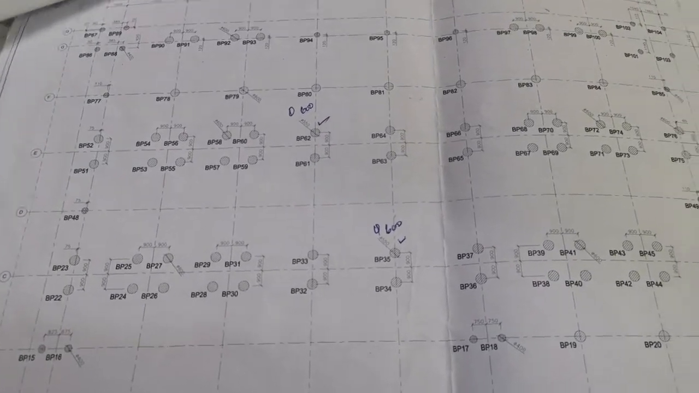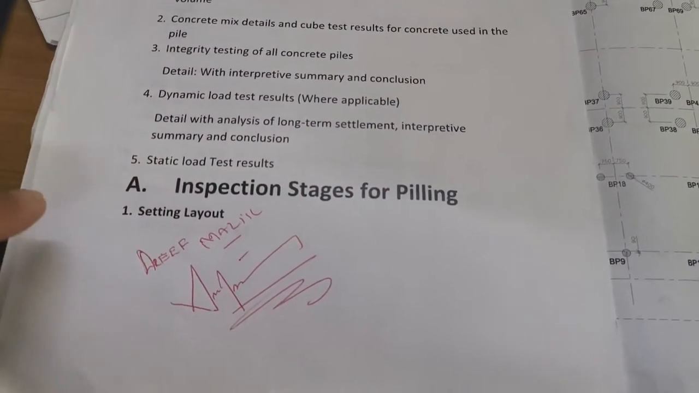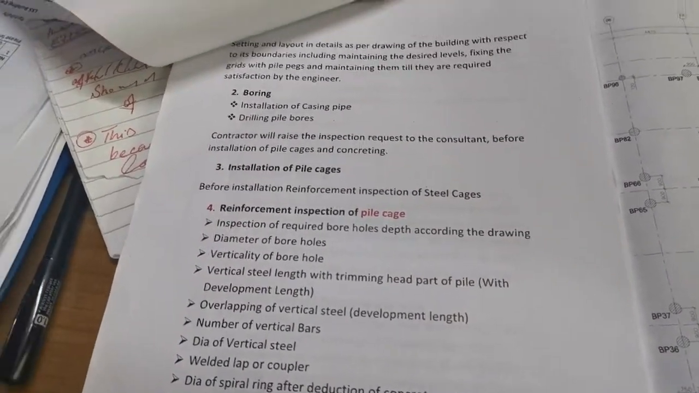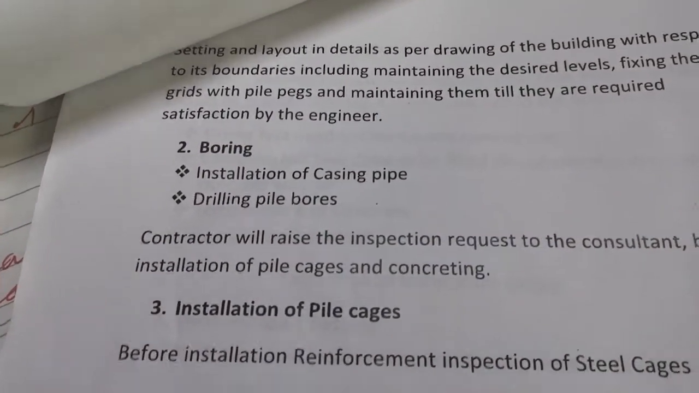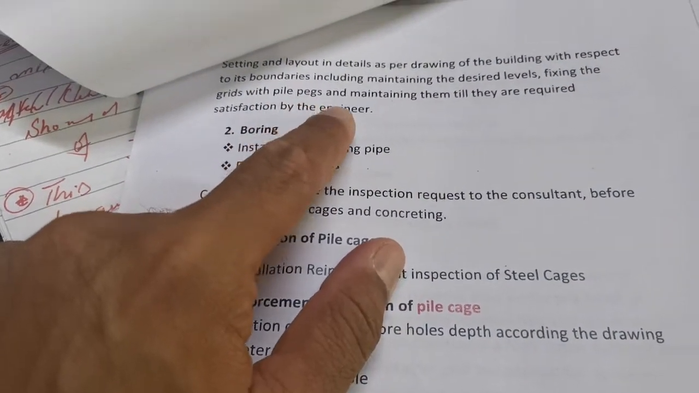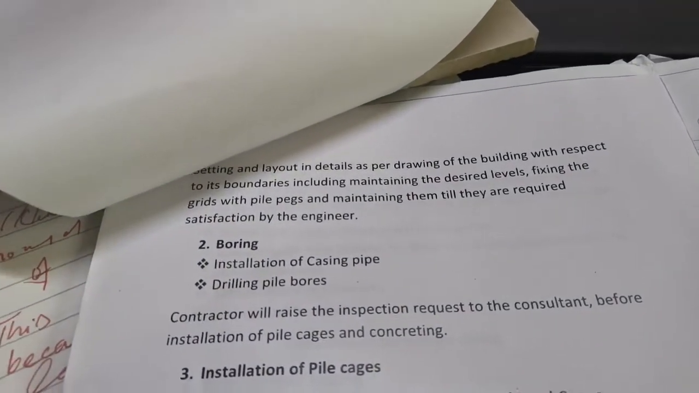Okay friends, now I will move to my topic, inspection stages for piling. Setting layout. I already told you setting and layout in detail as per the drawing of the building with respect to its boundaries, including maintaining the desired level, fixing the grids with PCC pegs, and maintaining them till they are approved to the satisfaction of the engineer and the consultant.